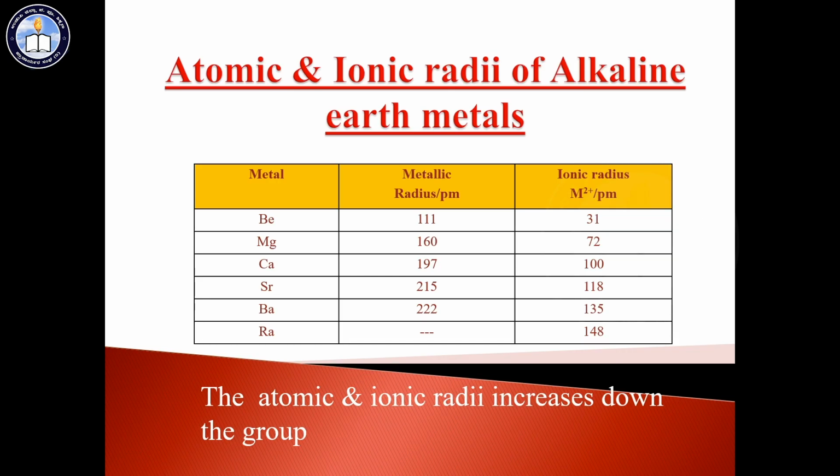Atomic and ionic radii of alkaline earth metals. Atomic and ionic radii of the alkaline earth metals are smaller than those of corresponding alkali metals in the same period. This is due to increased nuclear charge in these elements. The atomic and ionic radii increases down the group.